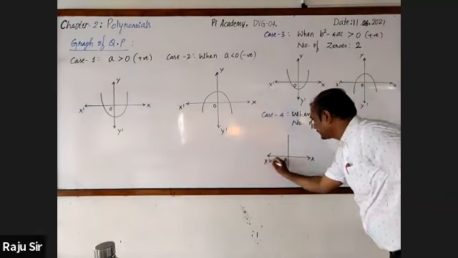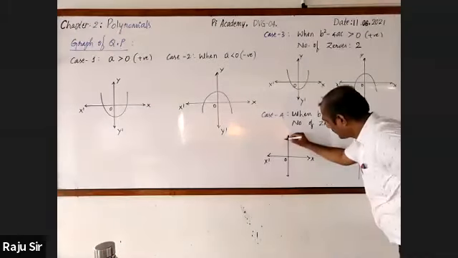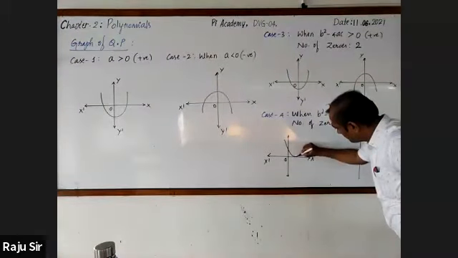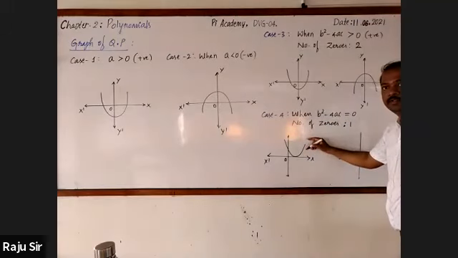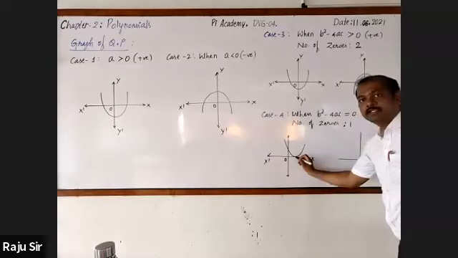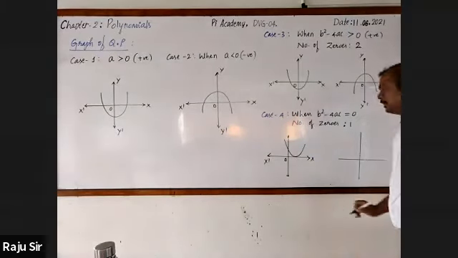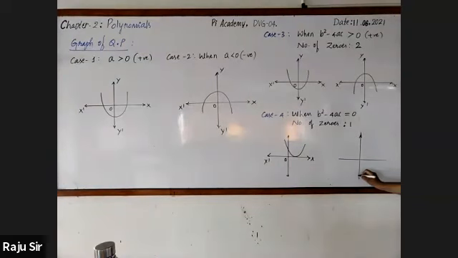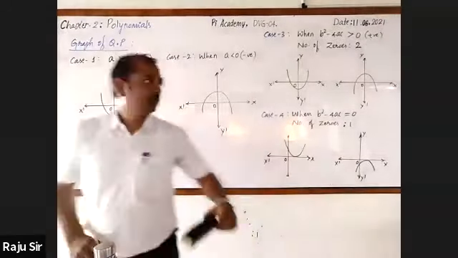It is x, O, x dash, should be drawn like this. Upright parabola, and it meets the x-axis at only one point. Next, x, O, x dash. This is y, O, y dash. And this is an inverted parabola, it meets the x-axis at only one point.